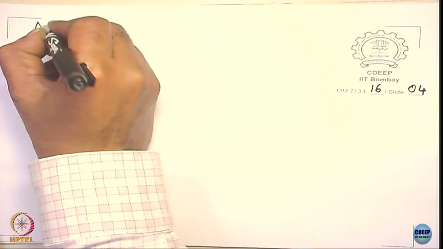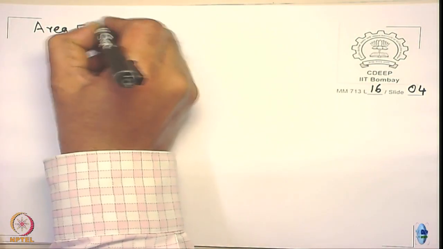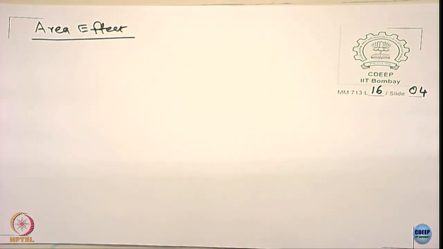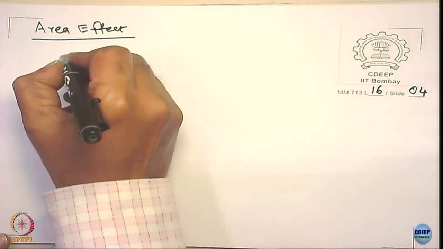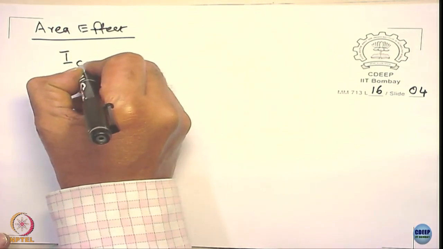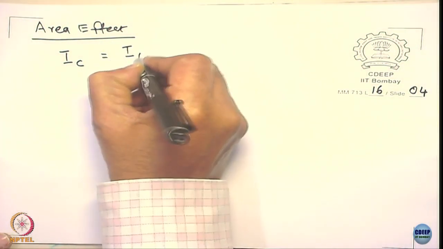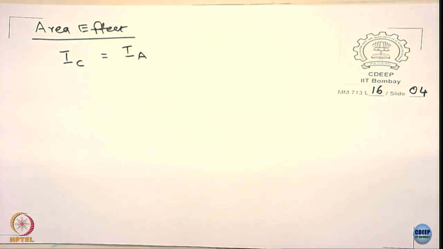Let us go into the next important aspect, the area effect. It is very easy to understand and has a big impact in designing structures to avoid galvanic corrosion. Let us look at the mixed potential theory and see whether it helps us. You know that the total cathodic current is equal to the total anodic current, right? It cannot really change.